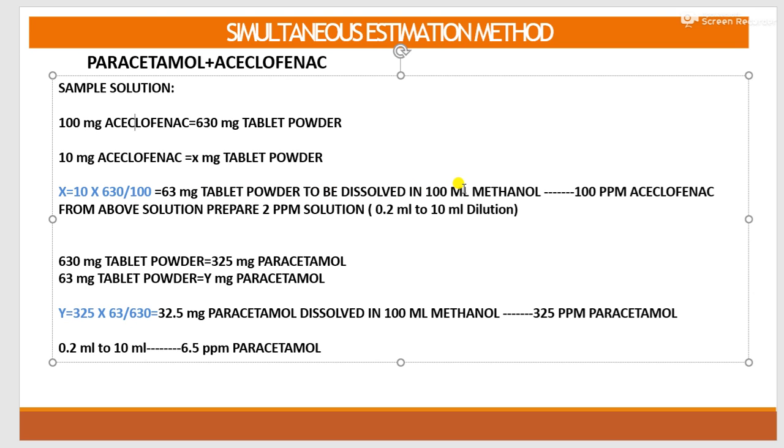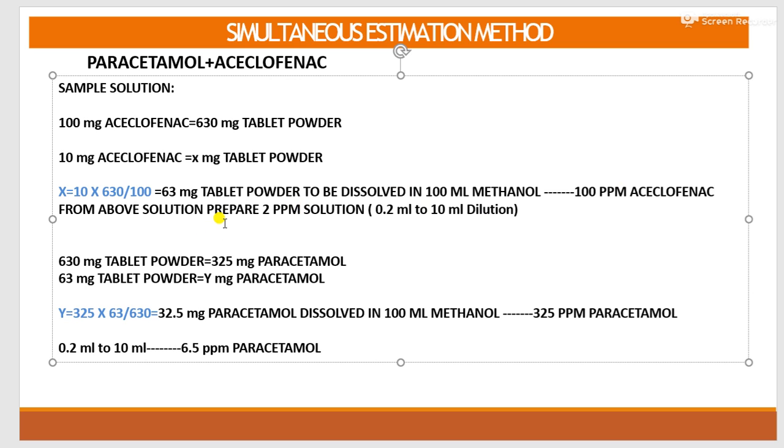have to dissolve in small quantity of methanol, sonicate it and then make up the volume up to 100 ml with methanol and again sonicate and filter. So you will get the solution where you will have 100 ppm of aceclofenac. From above solution, you have to prepare 2 ppm solution with respect to aceclofenac. So 0.2 ml of above 100 ppm solution, dilute up to 10 ml. So you will get 2 ppm solution.